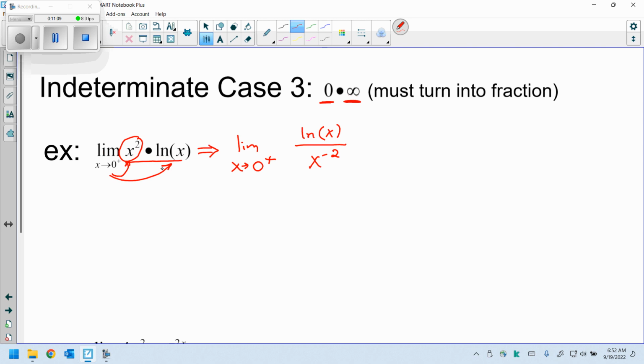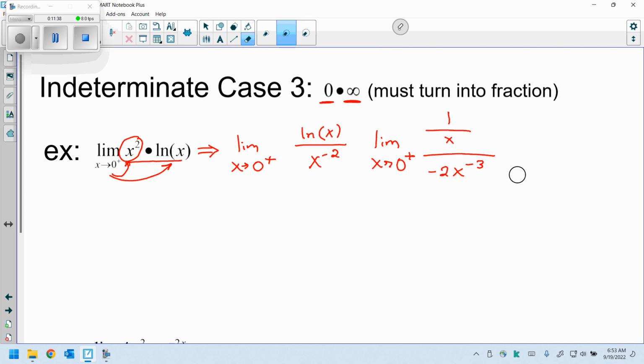And so that's why I've got a L'Hopital situation. So now I'm going to resolve this using L'Hopital. Limit as x approaches 0 from the right side. Let's take the derivative of the top, divided by derivative of the bottom. Well, like we did in that previous problem, let's not write this as x to the negative 3. Let's call this negative 2 over x to the third.